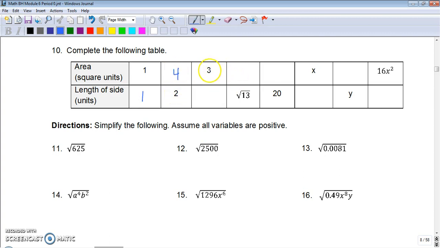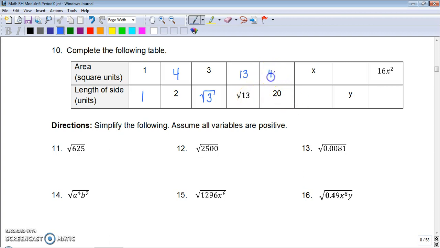If the area is 3, well, that's not going to work out nice, so we will just write square root of 3. If each side is square root 13, well, square root 13 times square root 13 is 13. You can also check that by working from the area back down to the side length.